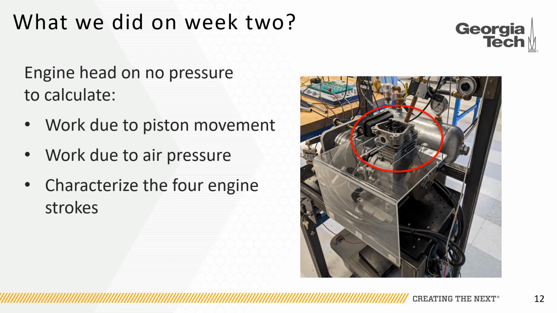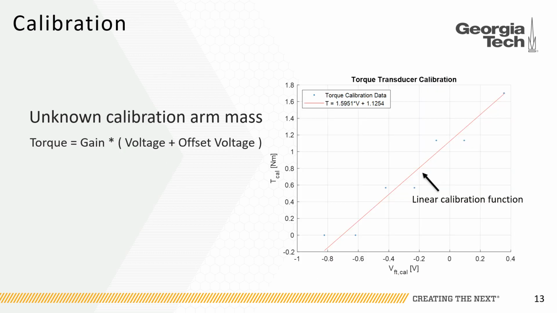All right, what did we do week 2? So we put the engine head back on the assembly, and now we're considering work due to the piston movement, work due to the air pressure, and trying to characterize a representative 4-stroke cycle for the engine.